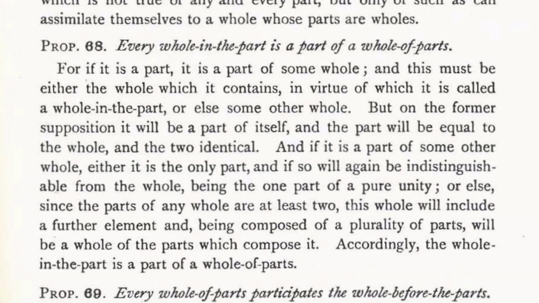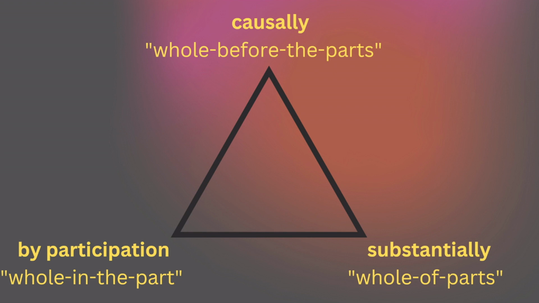All right, if you keep in mind that triangle diagram that we've been building, I think propositions 68 and 69 are not too difficult. We're basically just talking about the placement of the three and the relationship of the three to one another. So 68 reads, every whole in the part is a part of a whole of parts. So just to be clear here, we are looking at a whole in the part and saying that it must be a part of a whole of parts.